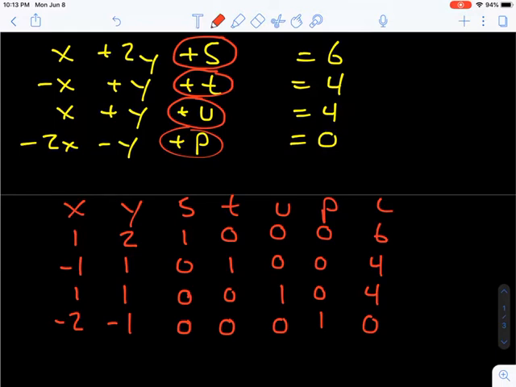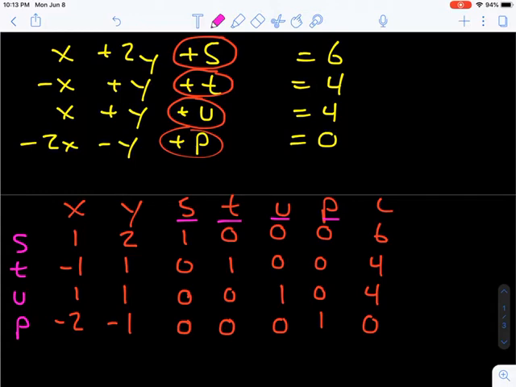The last thing to do here is to identify the slack variables, the active variables, s, t, u, and p. So we label the rows S, T, U, and P. People forget to do that. It's very important that you make sure that you label the rows with the active variables.